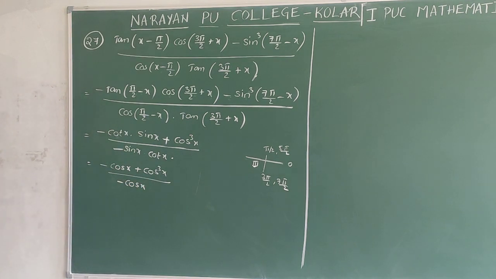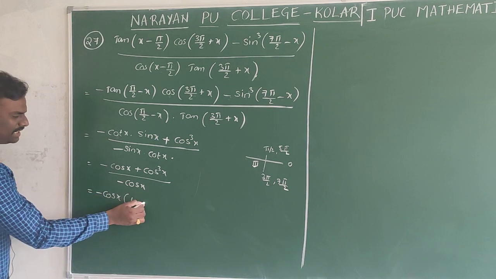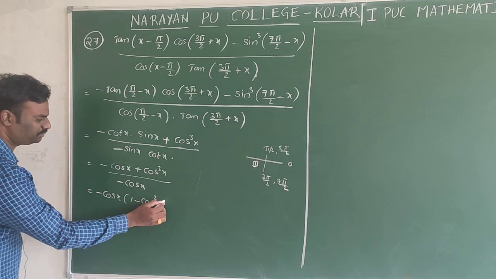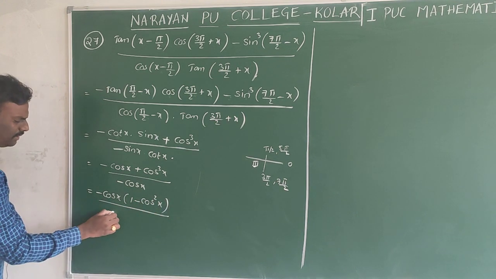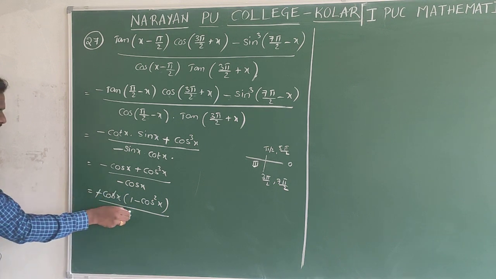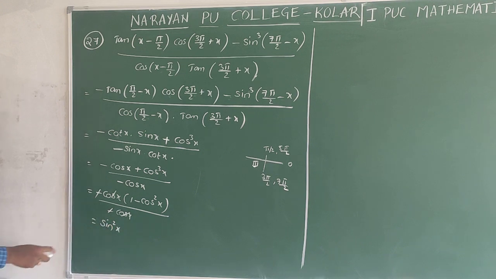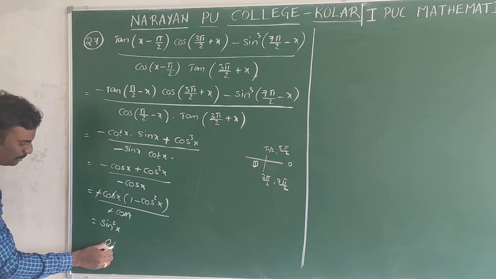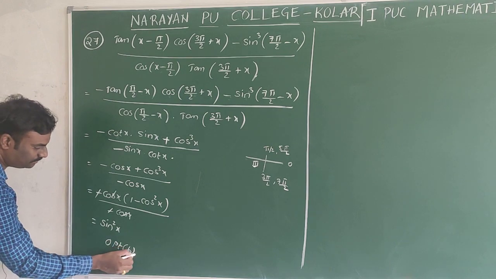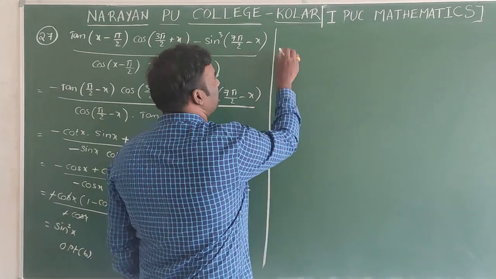In numerator you take minus cos x common, 1 minus cos square x by minus cos x. Now minus gets cancelled, cos gets cancelled, 1 minus cos square x is nothing but sin square x, is the answer for question number 27. That is nothing but option B is the correct answer. Okay. Next, question number 28.